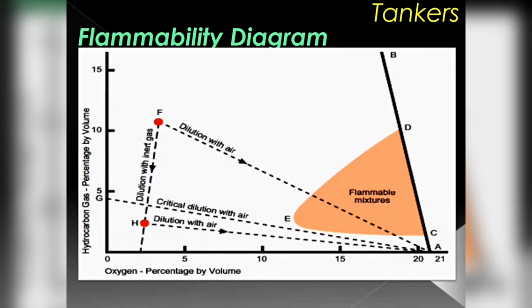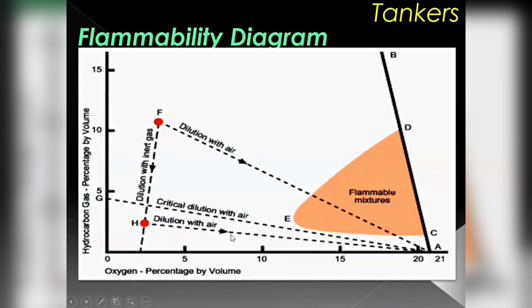So this E point defines too rich and too lean. Above the E point it is too rich, and below the E point it is too lean. It is the factor which decides too rich and too lean. No, E is just 11% oxygen. The line DE is your upper flammable limit, and EC is your lower flammable limit. E is the point where the upper flammable and lower flammable limits meet.